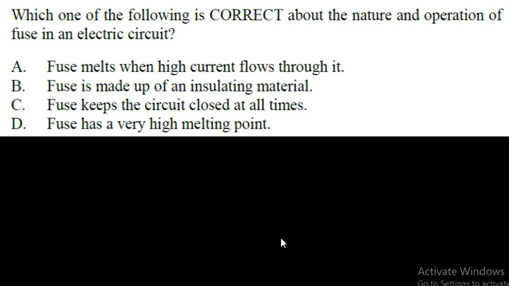Let us see the choices now. Fuse melts when high current flows through it. Obviously, we said that. So the answer obviously will be A. B says fuse is made up of insulating material. No, we said metallic. Fuse keeps the circuit closed. No, it's not closed. Fuse has a very high melting point. We don't know about that. We didn't discuss that here. So the answer must be A.